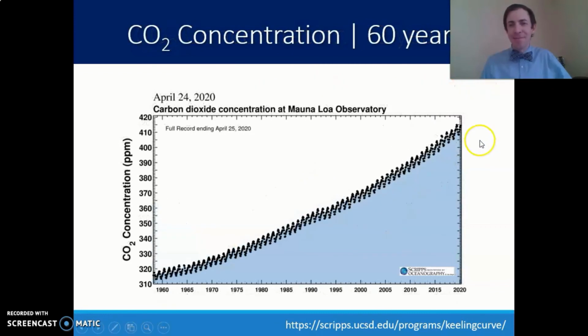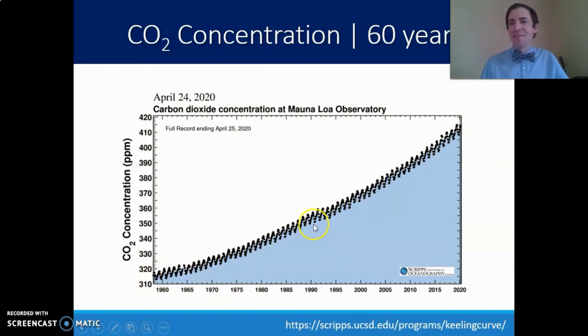If we zoom back a little bit, you can see those 2 years that we were just looking at, that's right here on our graph. And now we're zooming back 60 years. This is the entire record of that Keeling data, this carbon dioxide concentration taken at the Mauna Loa Observatory. And you can see that rise and fall. We'll talk about that in a little bit.